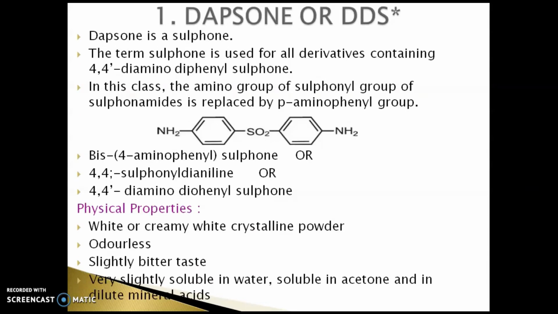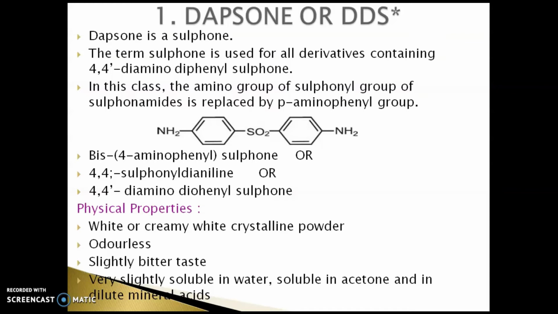There are some drugs for the treatment of leprosy, also called antilepratic drugs. First and important drug is dapsone, also called DDS, which is a standard short form. Dapsone is a sulfone derivative. The term sulfone is used for all derivatives containing 4,4-diaminophenyl sulfone. In this class, the amino group of the sulfonyl group of sulfonamide is replaced by the para-aminophenyl group.